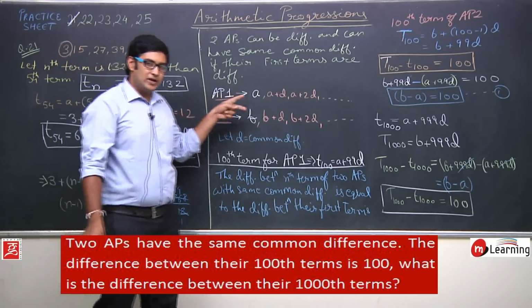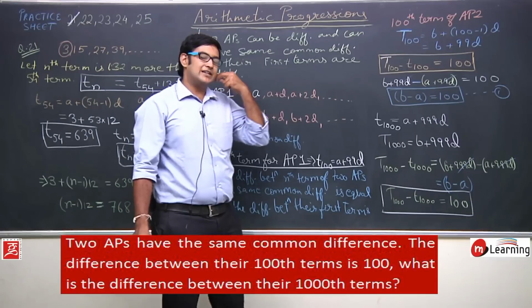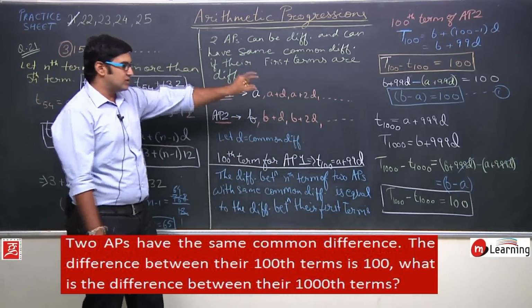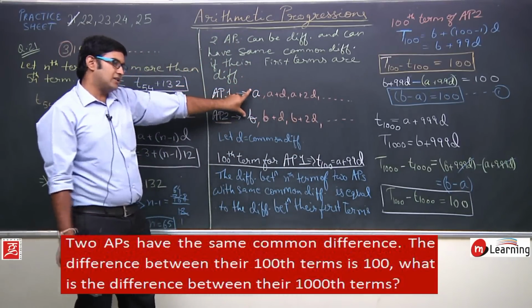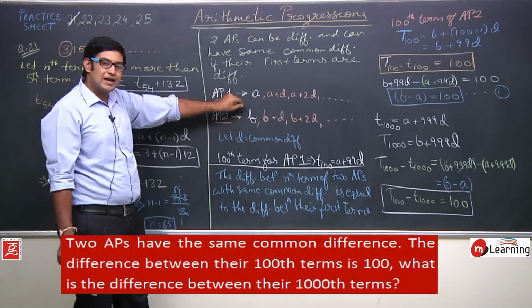So if you have two APs and you are told to calculate the difference between, let us say, the 1,00,000th terms, just do a simple calculation. Just subtract the first terms of both the APs.